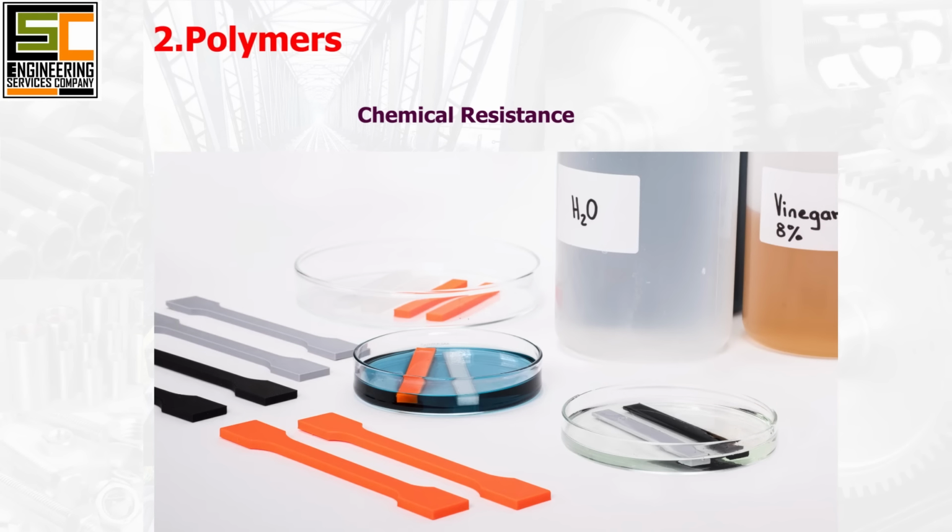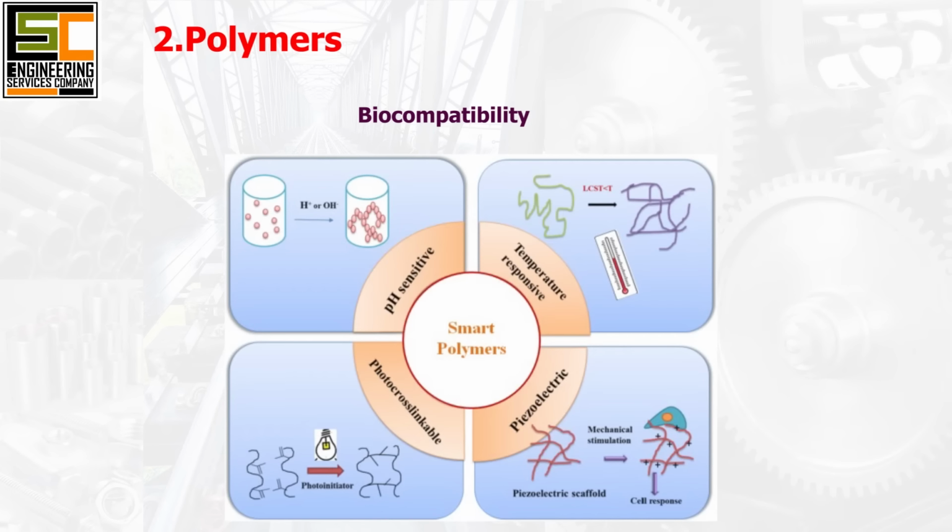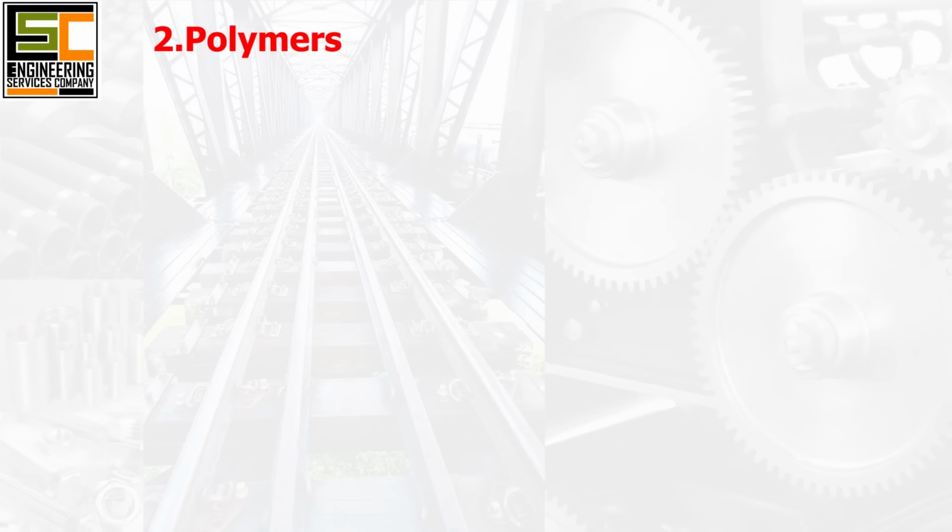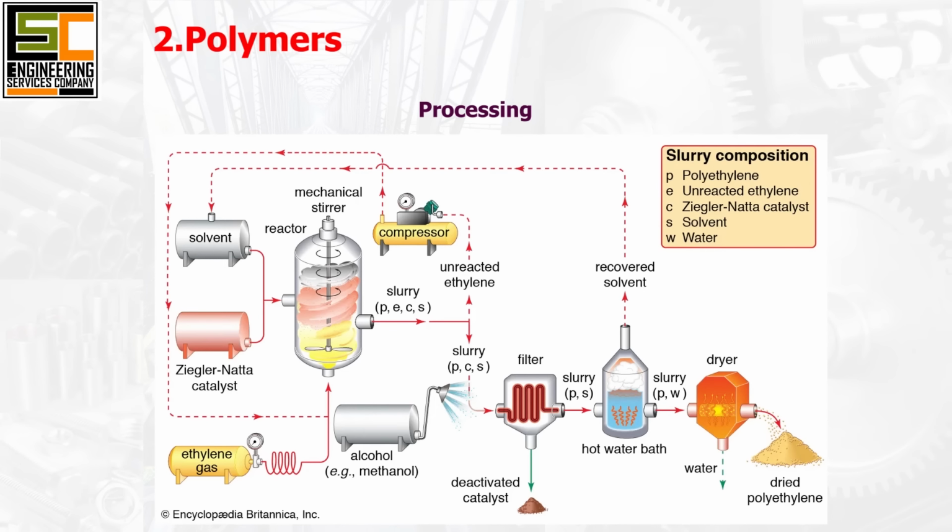Chemical resistance. Polymers can be resistant to acids, bases, solvents, and other chemicals depending on their molecular structure. Biocompatibility. Some polymers are biocompatible and suitable for medical and pharmaceutical applications, such as implantable devices and drug delivery systems. Processing. Polymers can be processed using various methods depending on their properties and intended applications.